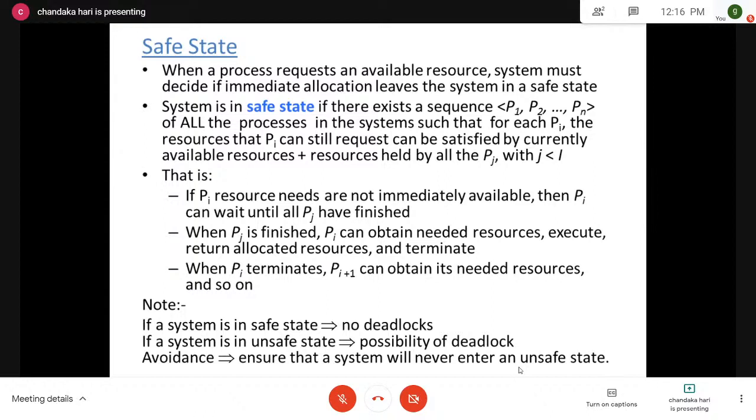Whatever resources you requested, if they are not available from the operating system, you need to wait until all other processes have completed and released their resources, and then they will be sanctioned to you. When Pj is finished, Pi can obtain the needed resources, execute, return all the resources and terminate. Why? Because the system model is implemented by using three system calls: request, use and release. So once the process execution has been successfully completed, you have to return all the resources to the operating system.